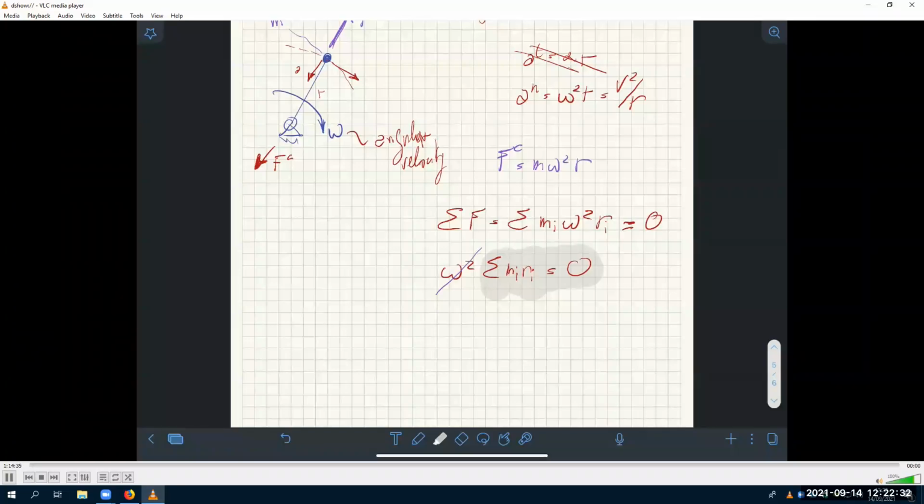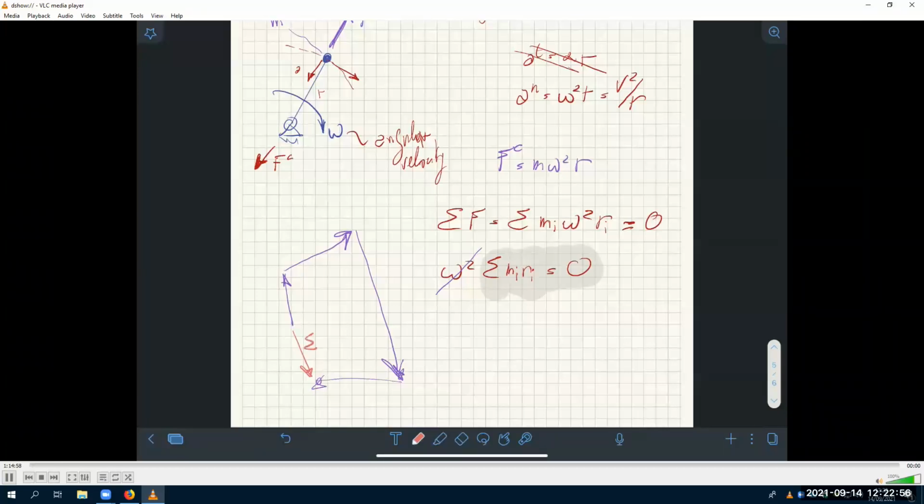If I have a vector and a vector and a vector and a vector, is this sum of vectors equal to 0? No. Why? What's the sum of these vectors? The sum of these vectors is this. Okay? This is the sum.